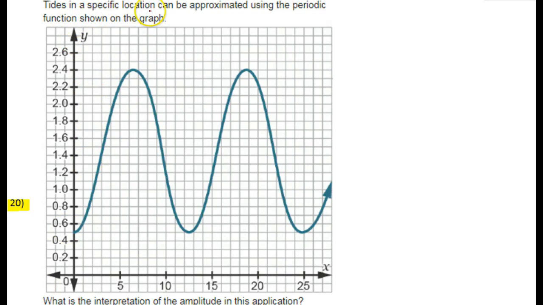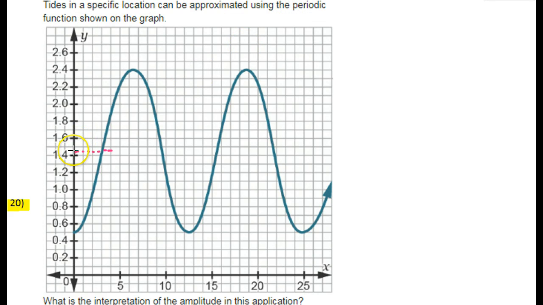Tides in a specific location can be approximated using the periodic function shown on the graph. Okay, so the midline is somewhere in here. All right, the midline somewhere in this area. In fact, let me cheat.